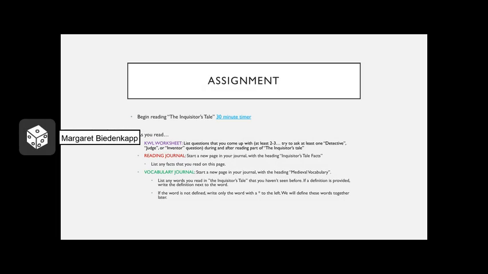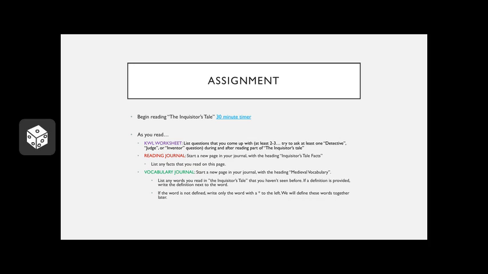So here is our assignment for the day. I'd like you to set a 30-minute timer. And again, I have the link here, or you can set a timer on a timer that you have at home. I'd like you to read for 30 minutes The Inquisitor's Tale. Do your best reading, and as far as you get, that's perfect. As you read, I'd like you to come up with at least 2 or 3 questions about medieval times and make at least one of them either a detective, judge, or inventor question.